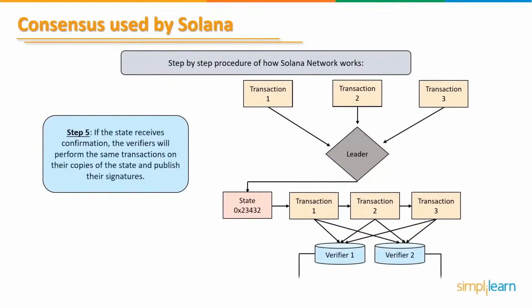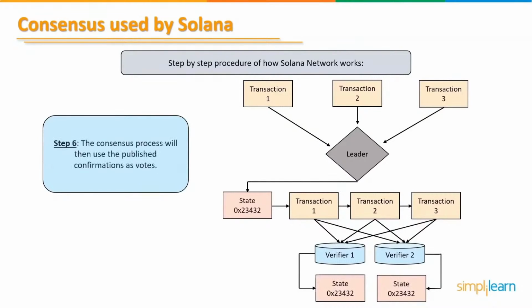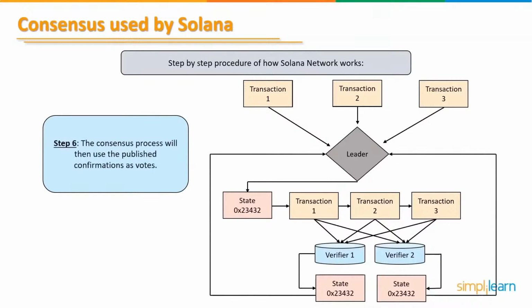Step 5. If the state receives confirmation, the verifiers will perform the same transactions on their copies of the state and publish their signatures. And at last, step 6, the consensus process will then use the published confirmations as votes.